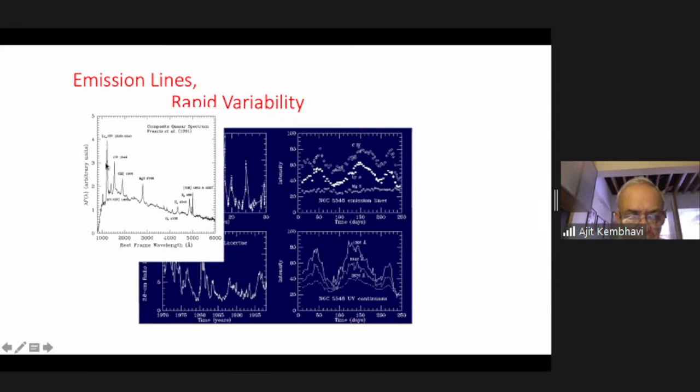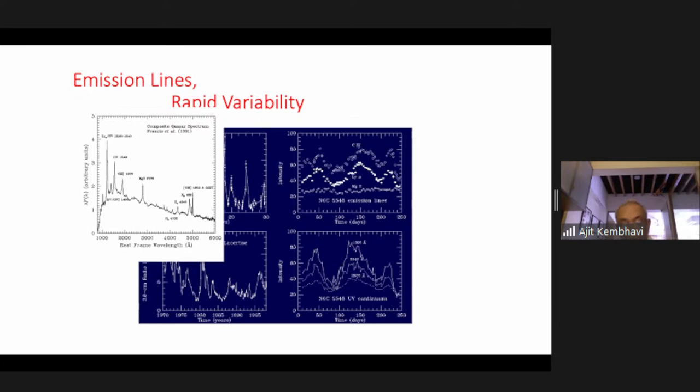So you see that the quasar spectrum consists of a lot of emission lines. One of the things is that the quasars vary very rapidly. First of all, they've got emission lines, which means that they're energetic phenomena. And then the quasars vary very rapidly. And rapid variation is associated with a very small distance.